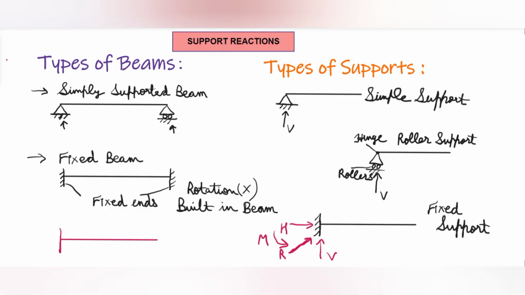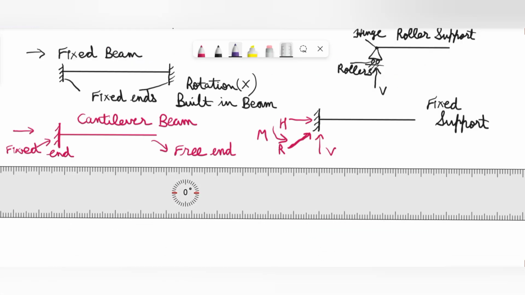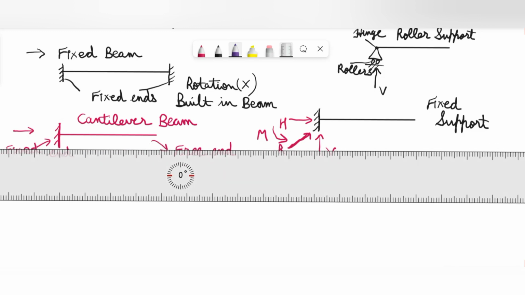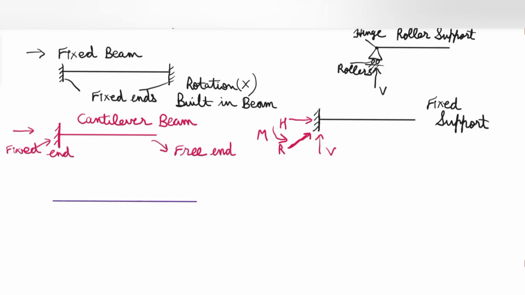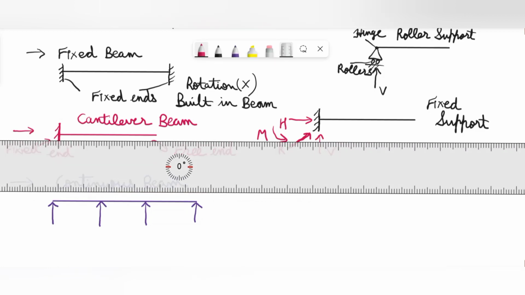Then our another type of beam is a cantilever beam. As you can see here, its one end is fixed and another end is a free end. So this is the fixed end and this one is my free end. Another type of beam is a continuous beam. As you can see here, there are more than two supports distributed along the length of the beam. So this type of beam in which there are more than two supports distributed along the length of the beam, that is a continuous beam.